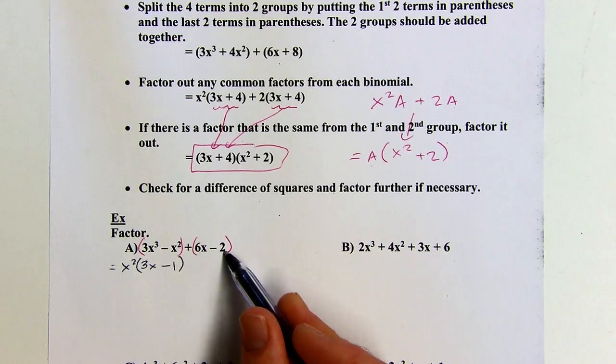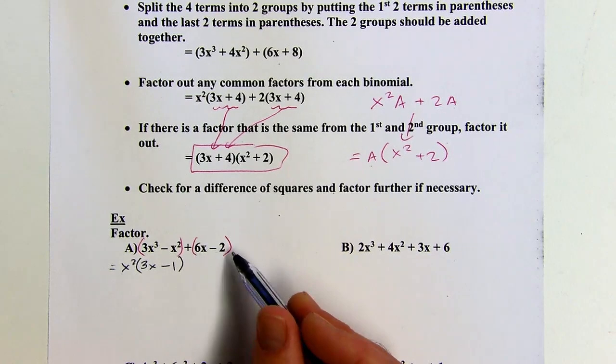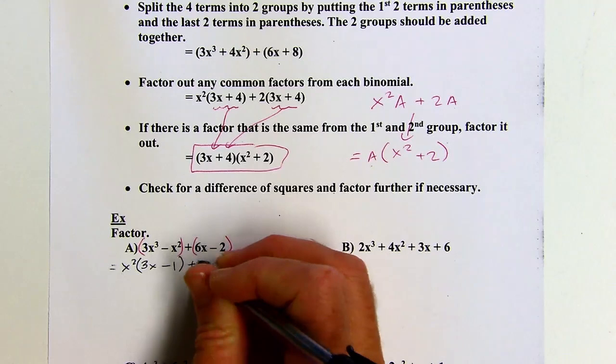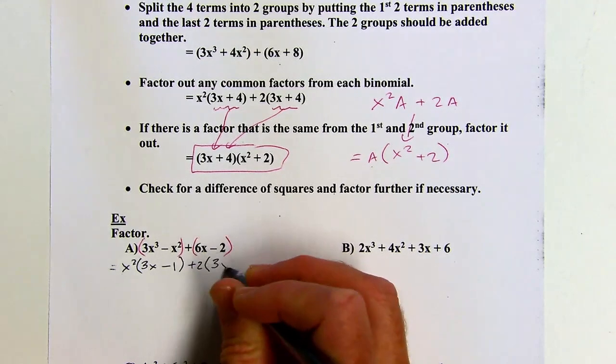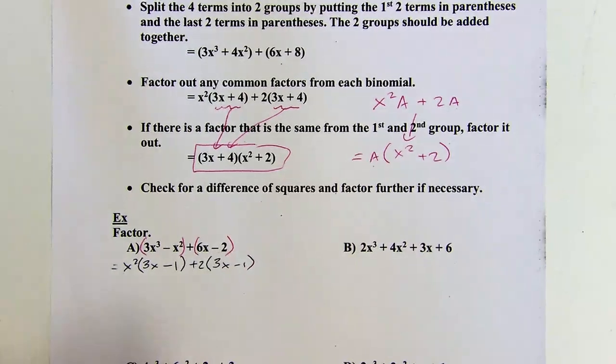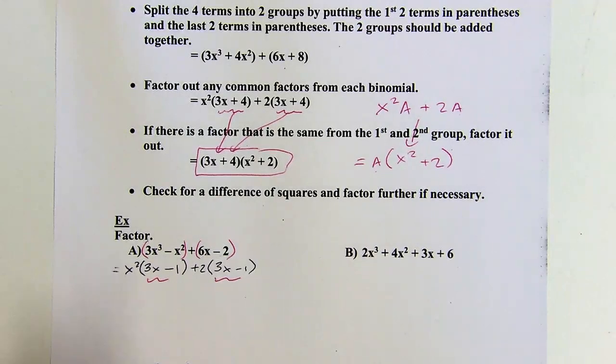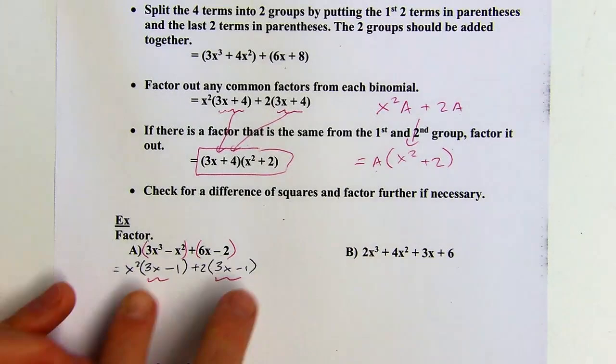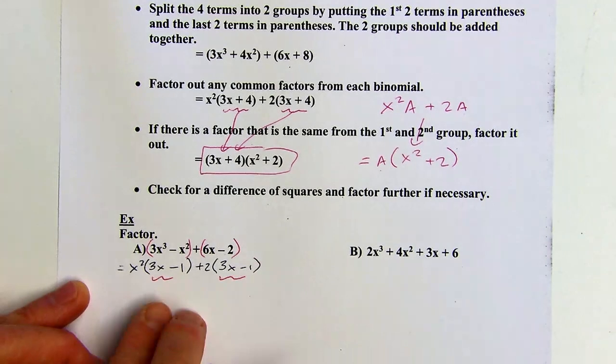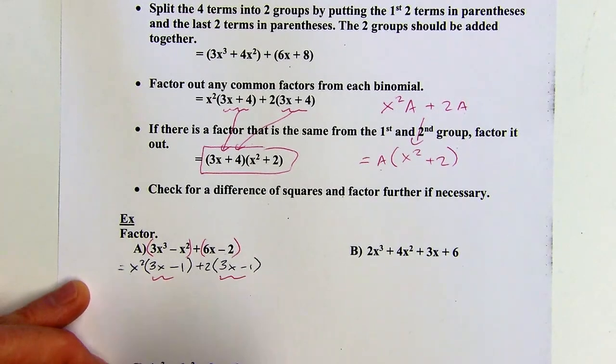Second group, 6x and 2. Well, those are both even, so I can factor out a 2. And that would leave me with 3x minus 1. And you can see, hey, I've got this same group. So I know I'm heading down the right path here. Okay, so I'm going to factor out 3x minus 1 out of the front and the back.